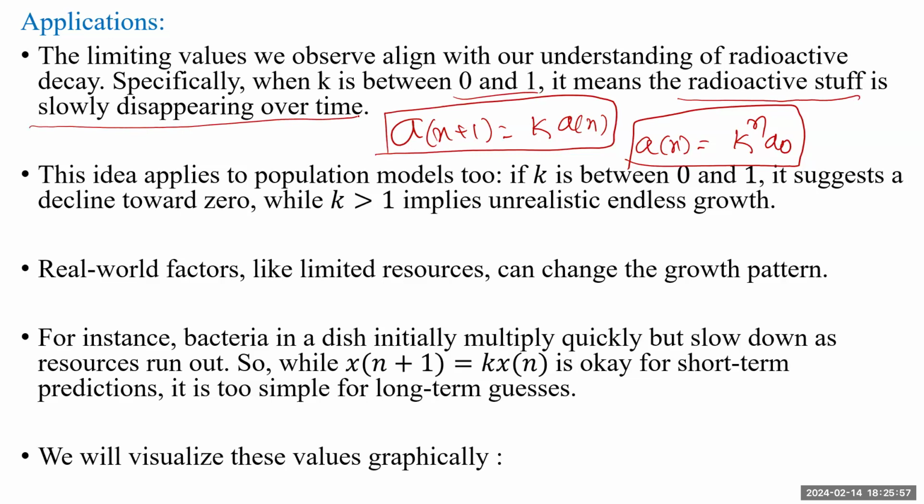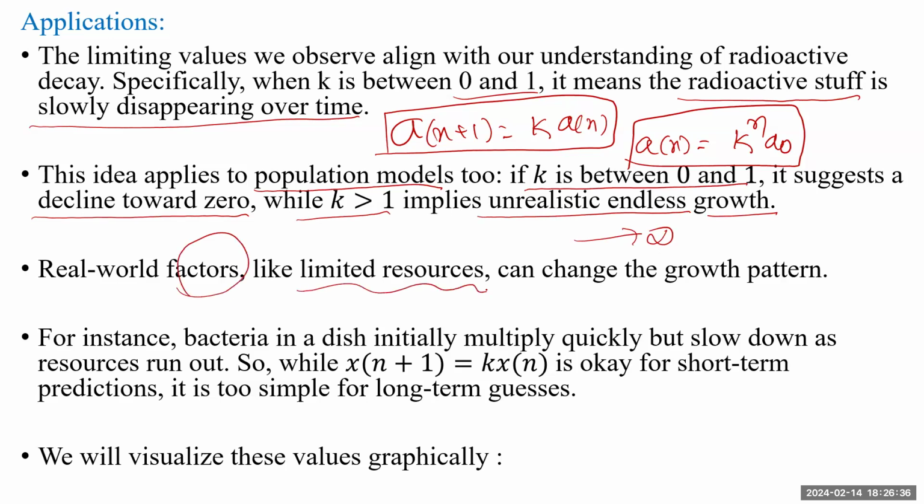Similarly, with this same idea, same model, we can also apply it to a population model. If the k value lies in between 0 and 1, we can see there is a decline towards 0, and if k is greater than 1, as we saw in the previous slide, this approaches infinity. That is unrealistic endless growth. So this is not possible, because a lot of real world factors like limited resources can change the growth pattern.